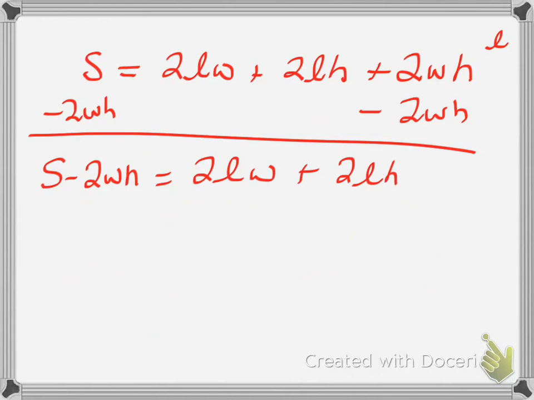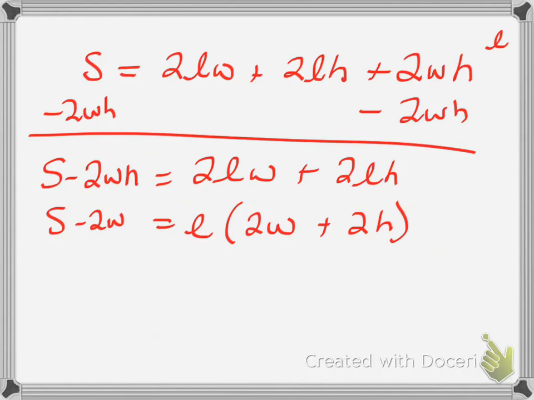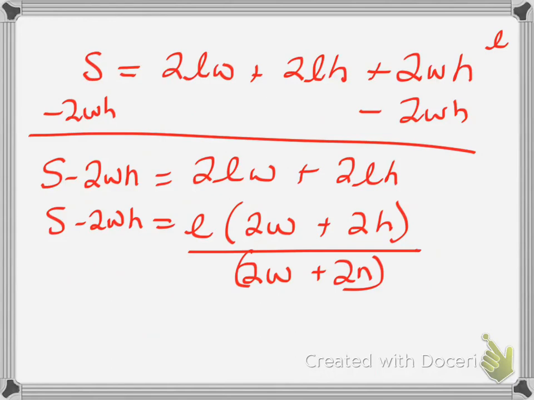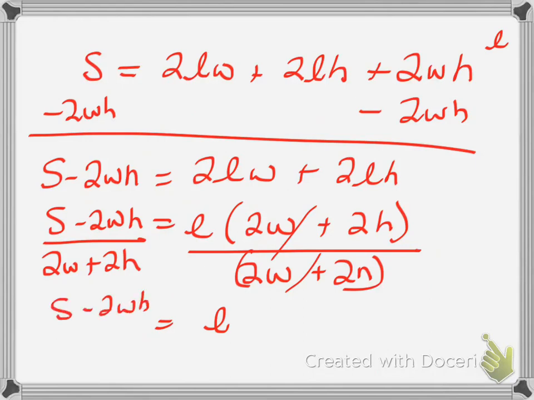Stop. Focus. Okay, think back to the last problem. What do we want to get alone? What can I do on the right side? Factor out that L. What's left? 2W plus 2H. I could have factored more, but I want the L alone. And then the last step, divide it by 2W plus 2H. And now my L is alone. Okay, questions? All right, quiz.